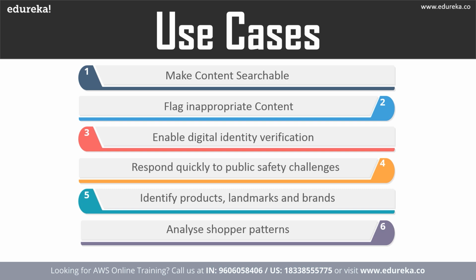The third point here is enabling digital identity verification. Using Amazon Rekognition, you can create scalable authentication workflows for automated payments and other identity verification scenarios. Amazon Rekognition lets you easily perform face verification for opted-in users by comparing a photo or a selfie with an identifying document such as a driving license. So the next point here is respond quickly to public safety challenges. Amazon Rekognition allows you to create applications that help find missing persons in images and videos.